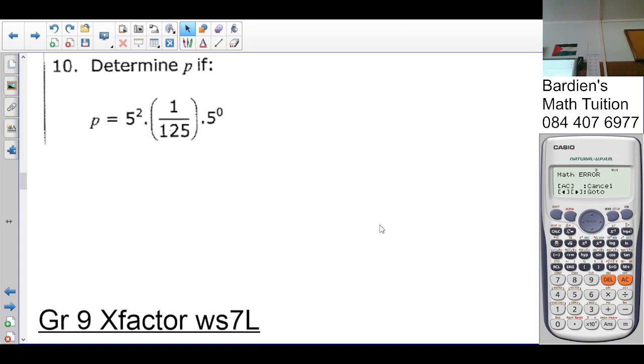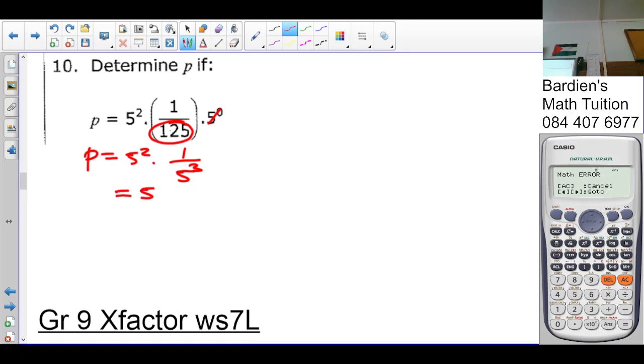Let's see. So this is simple. This wants you to calculate P. So this should simply be 5 squared times 1 over 5 to the 3. Anything to 0 is 1. So 5 squared times 5 to the minus 3. When you're multiplying the same base, you add the exponents. So it's 1 over 5.